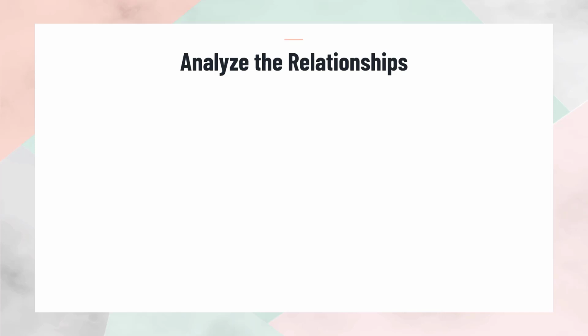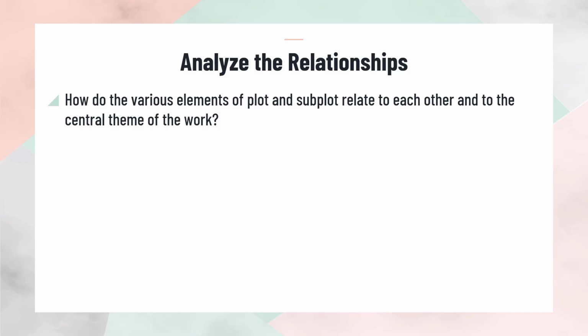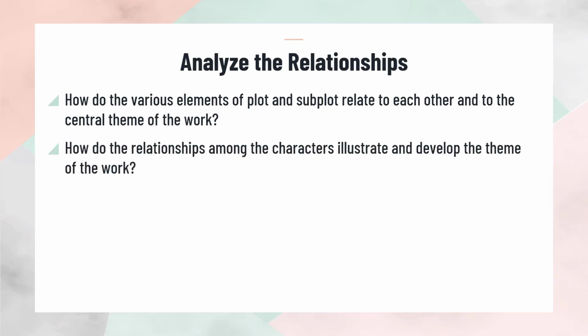The second explanation is about analyzing the relationships. The first one, how do the various elements of plot and subplot relate to each other and to the central theme of the work? In this case, the relationships that you have to be concerned with in each fiction are about plot and subplot and also the central theme of the fiction that you read. And the second one, how do the relationships among the characters develop the theme of the work? In this second point, you have to be concerned about the characters and the theme.